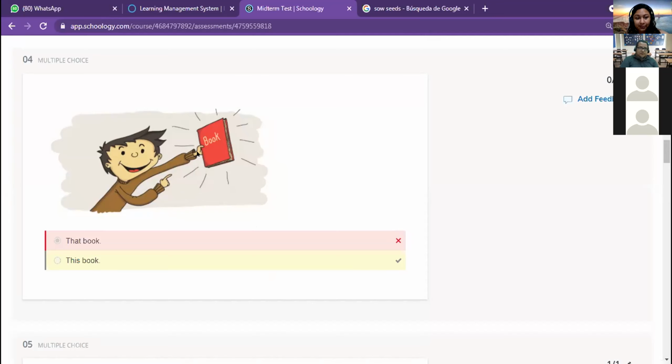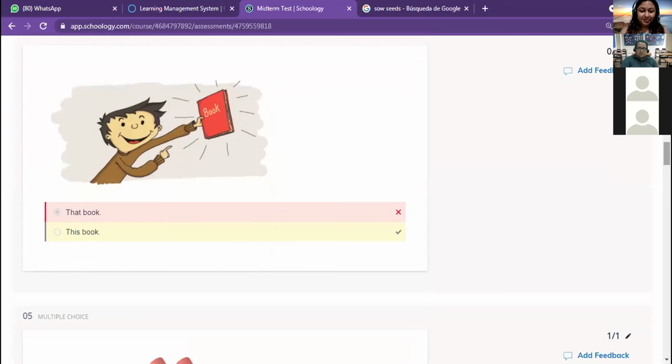I think that question got me confused. But it was incorrect. Me too. Because he is holding the book in his hands. He has two hands and he has the book in one hand. Yeah. It was tricky. It was a tricky question.